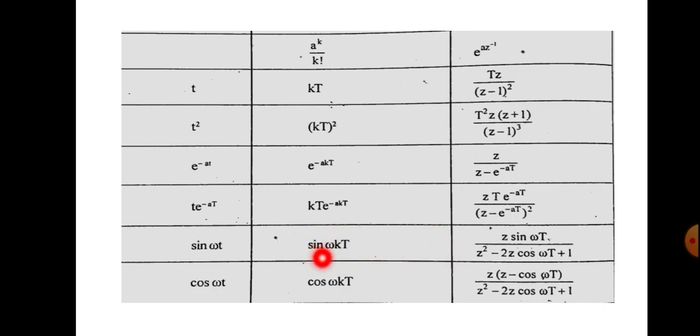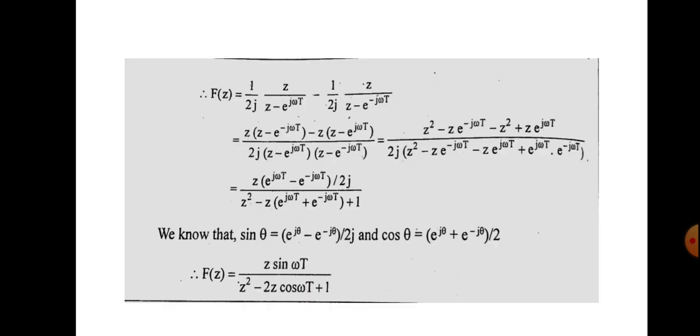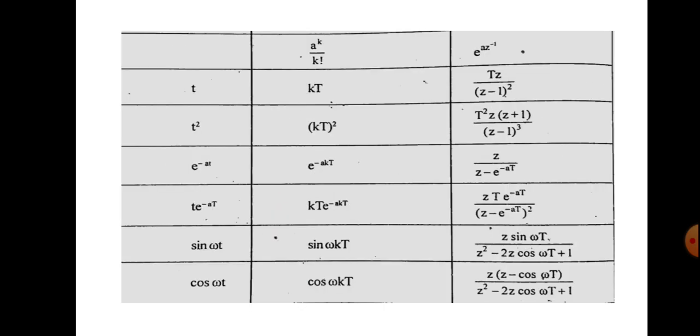Here you can see in the table sin omega kt is there. We have derived its equation, as you can see in this problem. So you can either go in this manner or you can directly write this equation for complicated problems, okay. Directly from this table you can write the equations for doing complicated problems, okay. So try to understand these results. That's all about this topic.